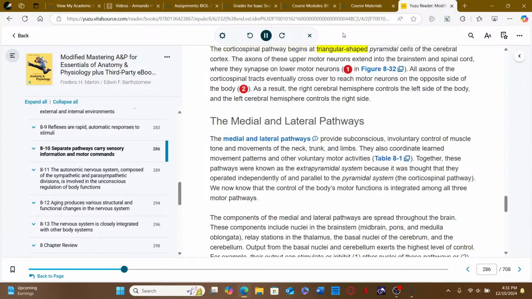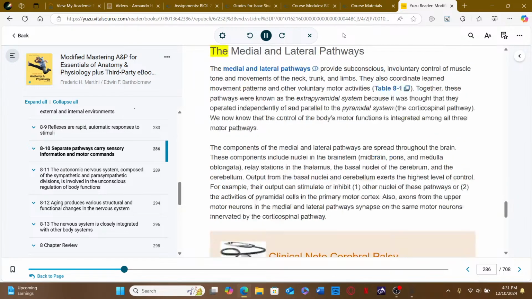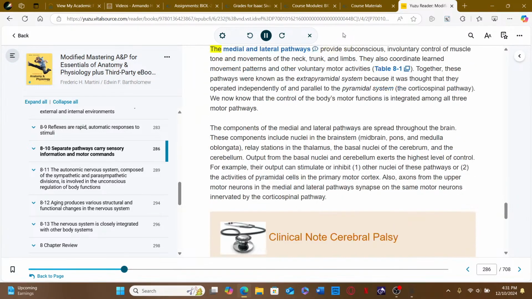The corticospinal pathway begins at triangular-shaped pyramidal cells of the cerebral cortex. The axons of these upper motor neurons extend into the brainstem and spinal cord, where they synapse on lower motor neurons, in figure 8-32. All axons of the corticospinal tracts eventually cross over to reach motor neurons on the opposite side of the body. As a result, the right cerebral hemisphere controls the left side of the body, and the left cerebral hemisphere controls the right side.